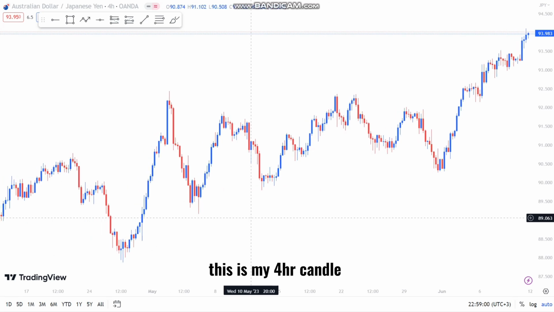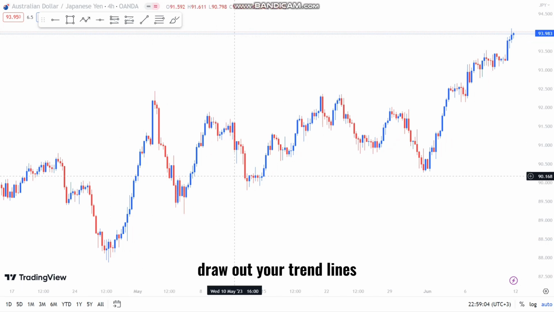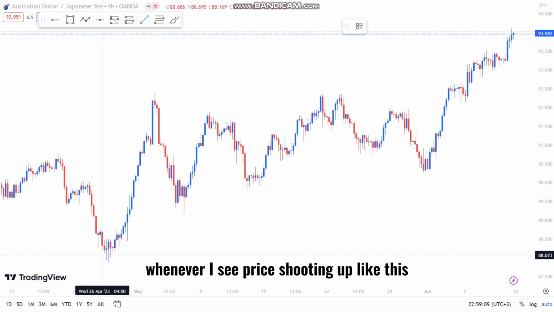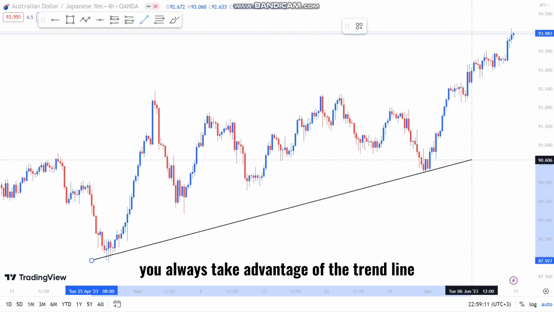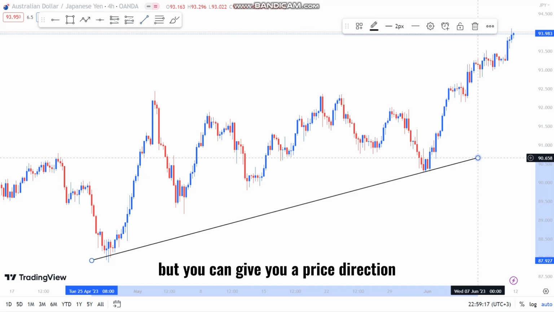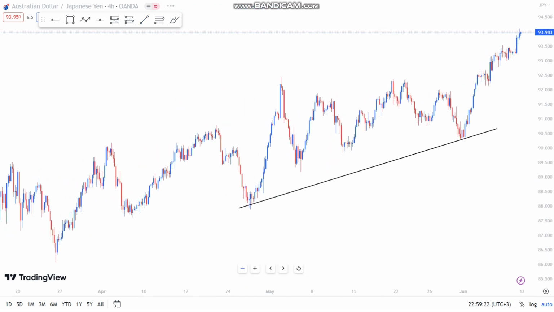You can see this is my 4-hour candle, my 4-hour time frame. The first thing, again, is to draw out your trend lines. Whenever you see price shooting up like this, you always take advantage of the trend line. You draw out your trend line so that you can give your price direction. As you can see, traders, that is my trend line.